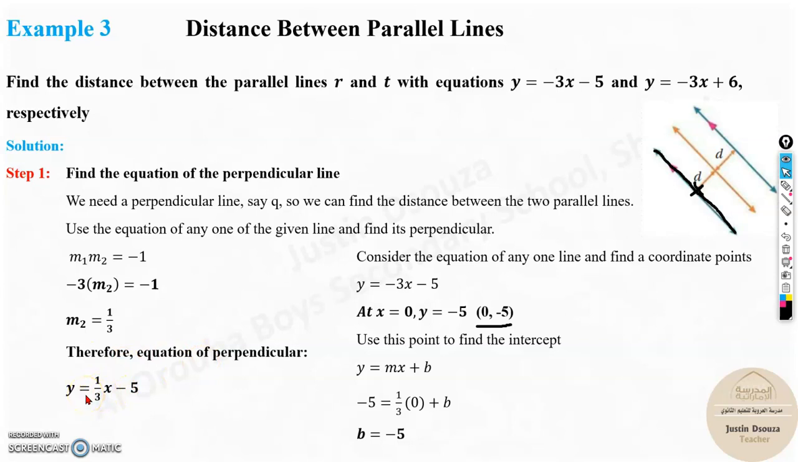So the perpendicular line equation is y equals, the slope is 1 by 3x minus 5. I hope this much is clear. Now all we know is there is a perpendicular line having this particular equation. Okay, and to find the perpendicular line we have used this particular equation. So we know this much now.